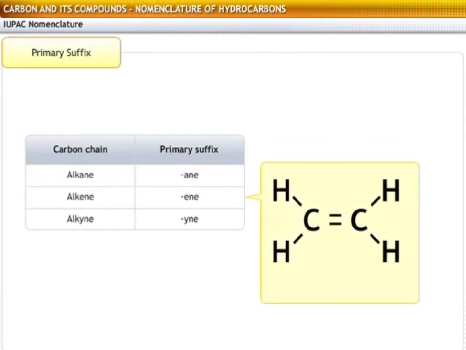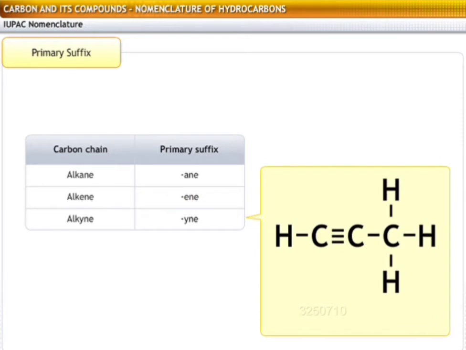Hydrocarbons containing double bonds are known as alkenes. For such hydrocarbons, the primary suffix "ene" should be added to the root word. For example, for a molecule that has 2 carbon atoms, add the root word "eth". If there is a double bond between the carbon atoms, add the primary suffix "ene". Hence, the name of the molecule is ethene.